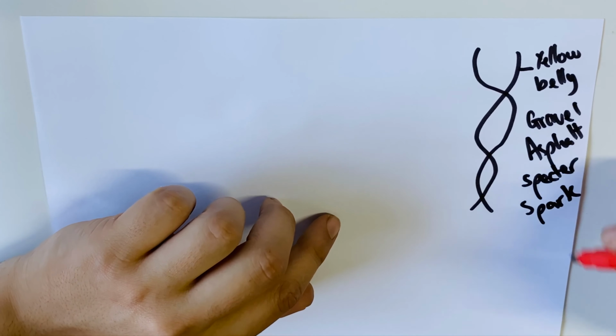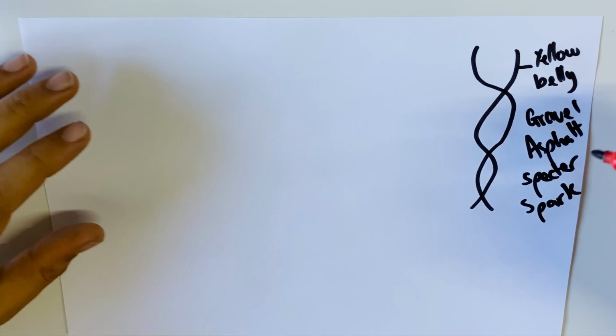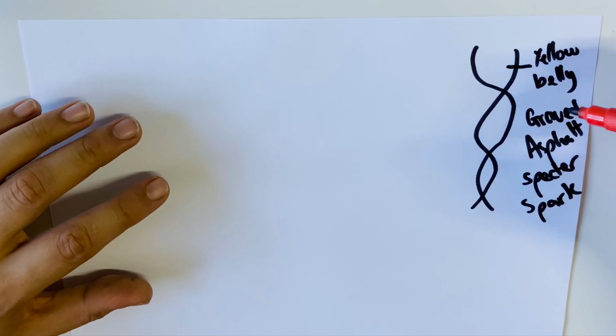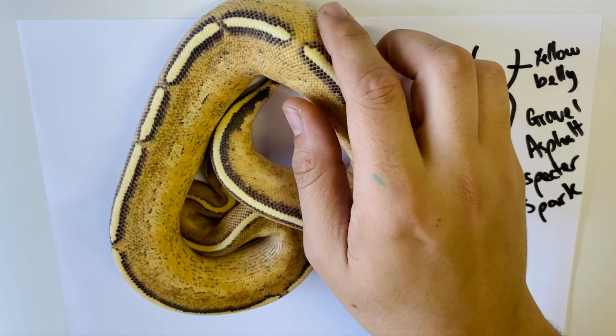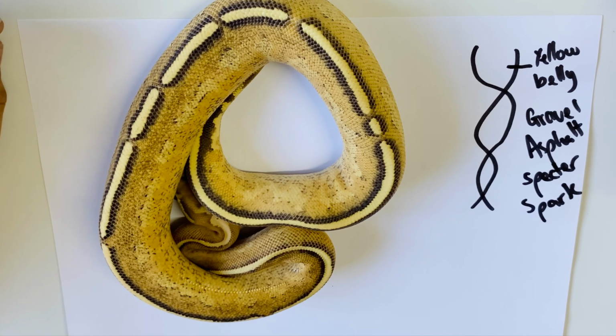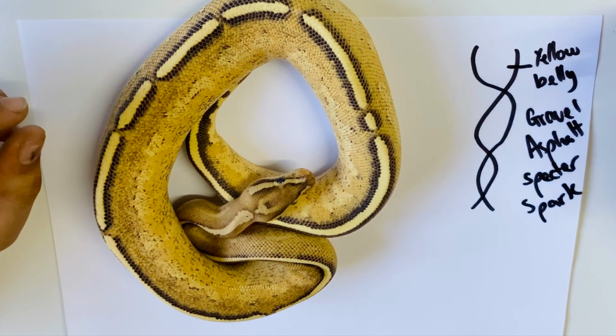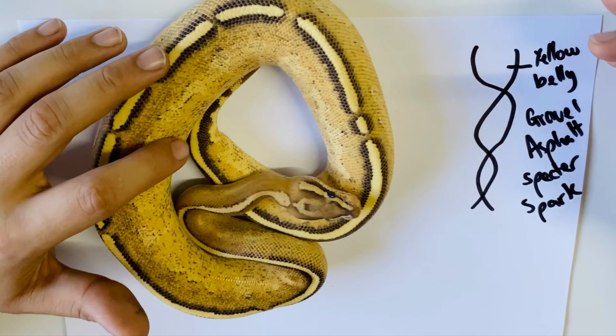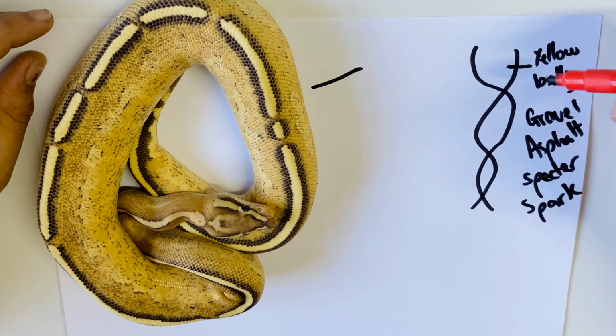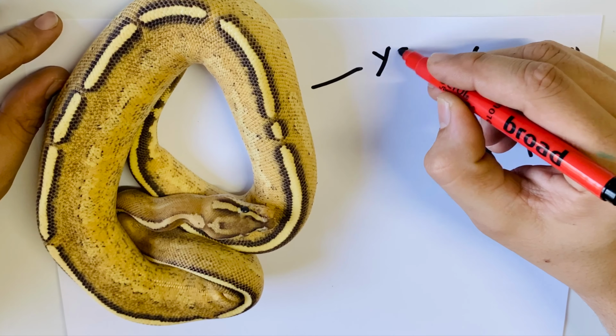But all of these genes are allelic to one another, okay? Which means they are variations of the same gene. Hypothetically, they will all sit on the same location of the DNA. And when, for example, you produce a highway, like this little girl right here, who's unfortunately in shed, she is an allelic animal. So she is a yellow belly gravel, okay? So her genotype is yellow belly gravel.